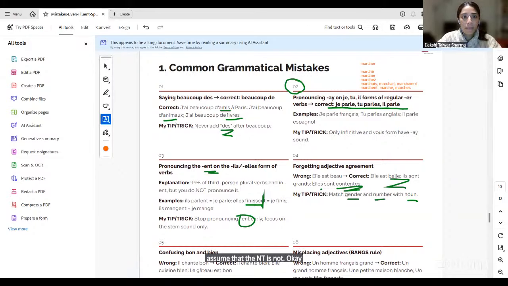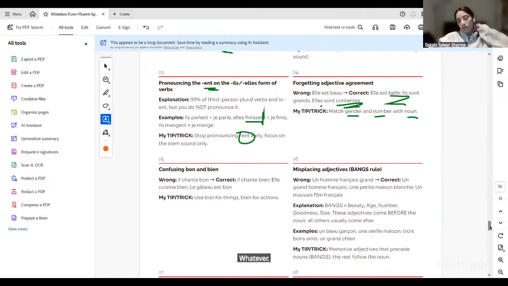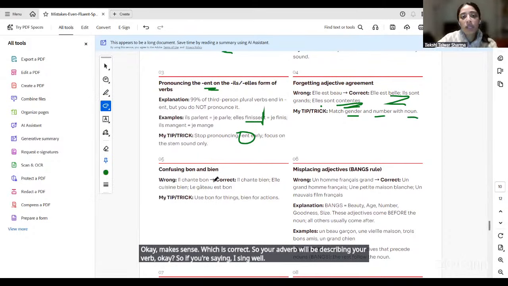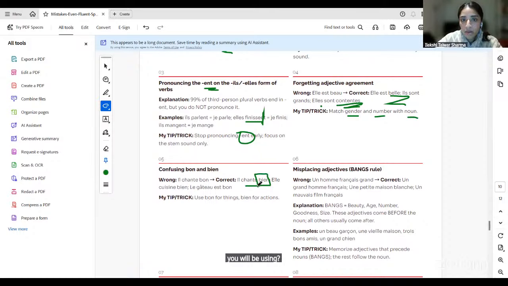Okay? Go back to my screen. Okay. Voilà. Now, how many of us actually know the difference between bon and bien? Bien is an adverb. Bon is an adjective. So your adverb will be describing your verb. If you're saying I sing well, you will be using bien. She cooks well. She talks well.